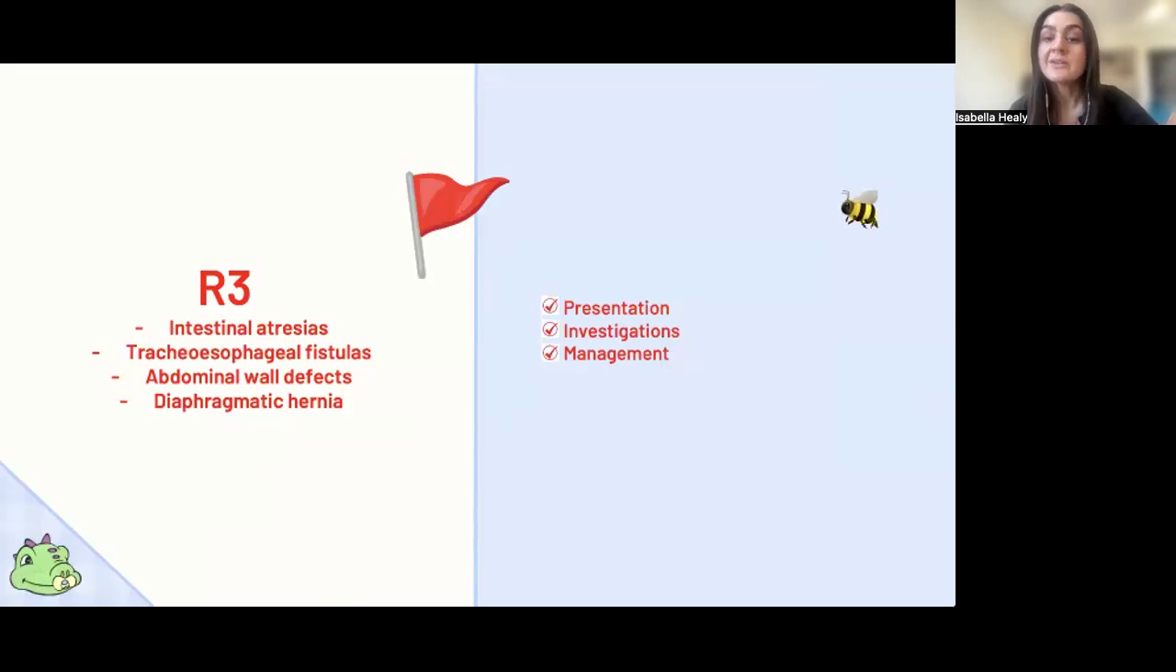I will be going into just a little bit of detail about them, only from the point of view of the fact that some of these conditions are associated with certain syndromes. And so, whilst the question may not be specifically asking about these conditions listed here, it might be worthwhile to still know the associations they have with those syndromes, because it could then give you a clue as to what is actually going on. So, the four of them are intestinal atresias, tracheoesophageal fistulas, abdominal wall defects, and diaphragmatic hernia.